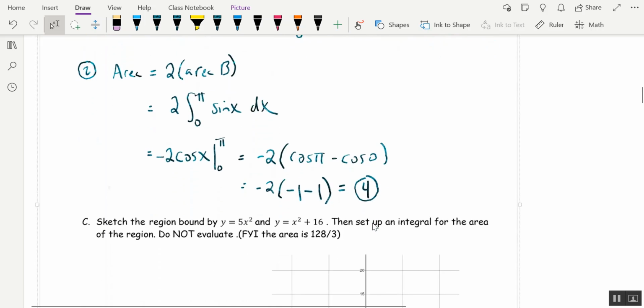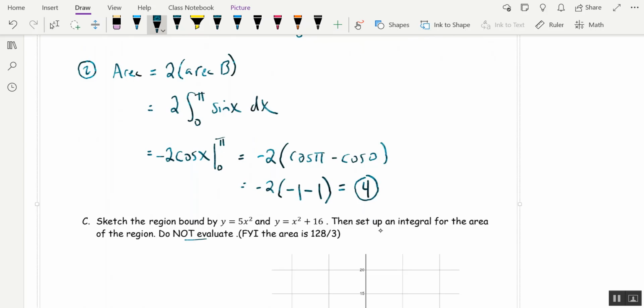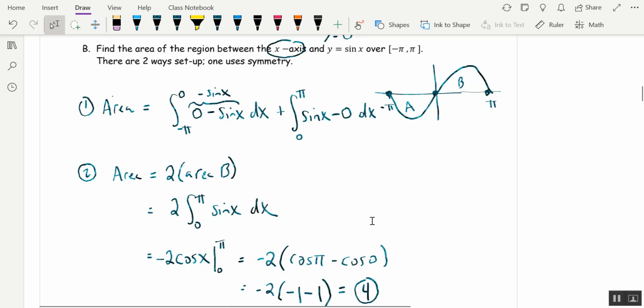Let's do one more. And this last one just asked us to set up an integral for the area of the region. Do not evaluate. It's really important that you know the difference between giving an integral as your answer, which is a setup, and evaluating. So for example, in the previous problem, if I had been asked just to set up an integral expression for the area of the region, there would be 2 correct answers. One would be integral from negative pi to 0 of negative sine x dx plus integral from 0 to pi of sine x dx. So that would be a correct answer.